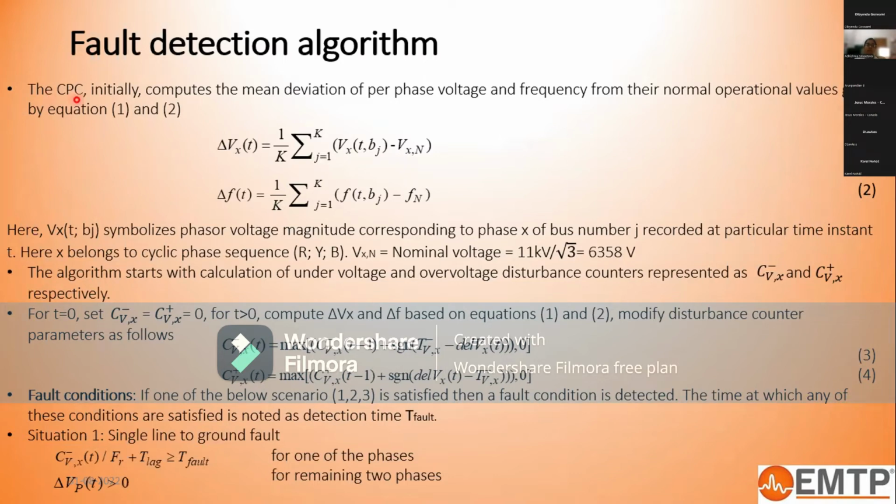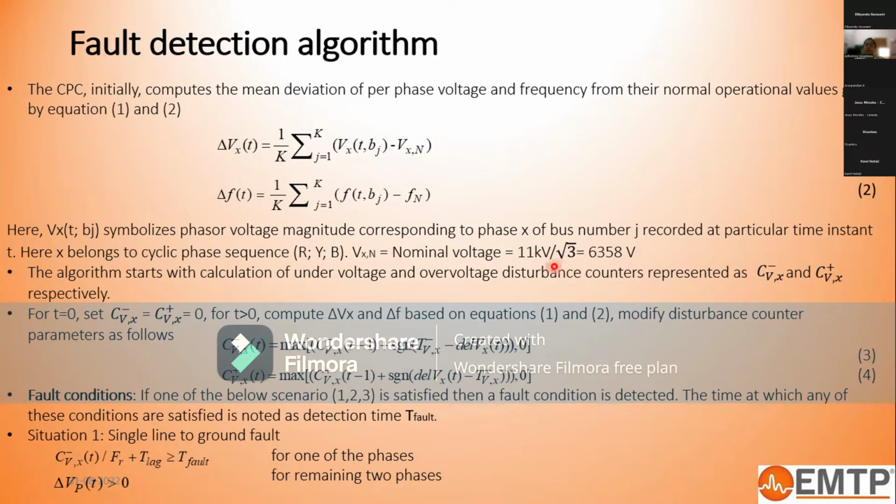So here CPC means the Central Protection Computer. It basically calculates the change in voltage. And how does it calculate? It takes the average of all the voltages in all the buses, k is the number of buses, and compares it with the nominal value.